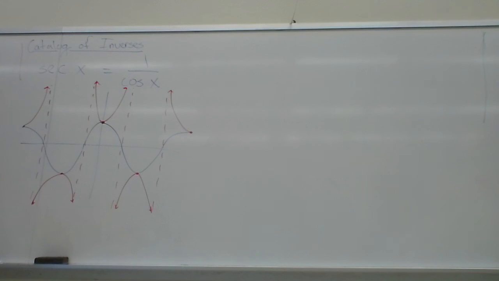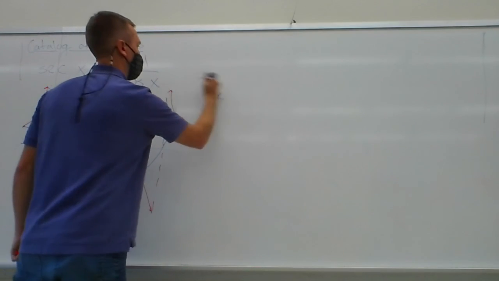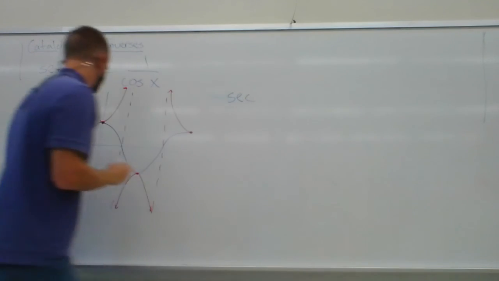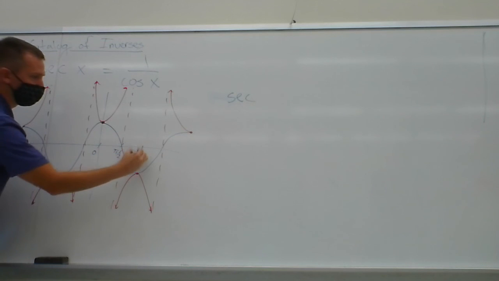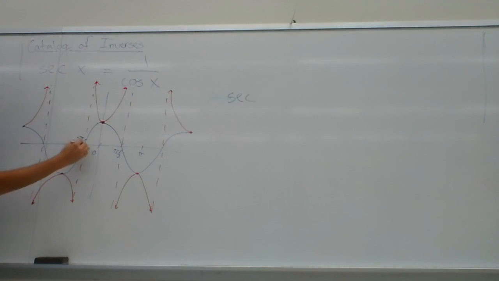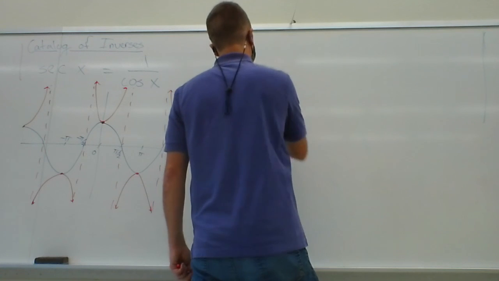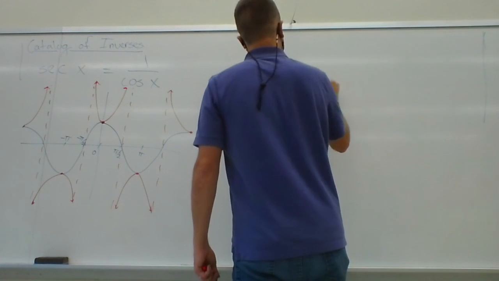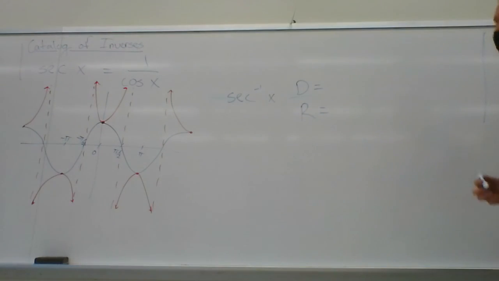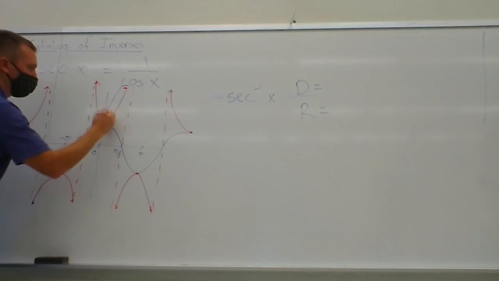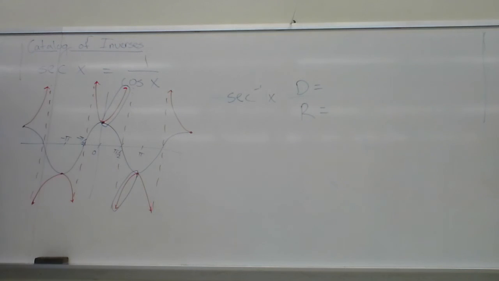What would be a good choice of an inverse restriction? What would your guess be? This one's a little trickier. Remember this is 0, this is pi over 2, this is pi, this is negative pi over 2, this is negative pi. We need it to be 1 to 1 in there. Well, how about we just pick this part and this part? So we take only angles between 0 and pi, and we cut out pi over 2.